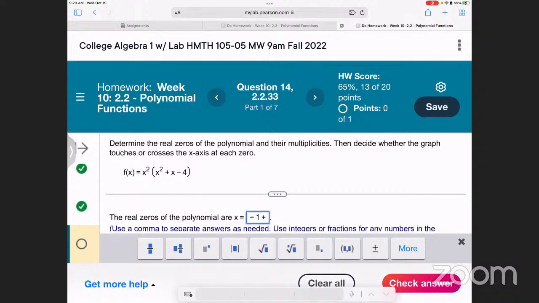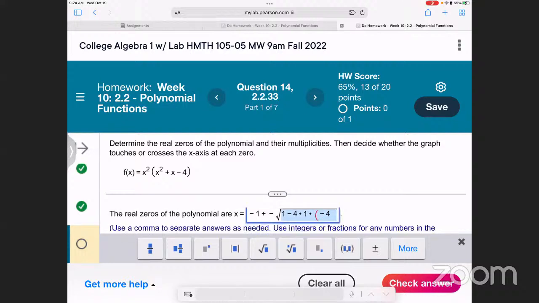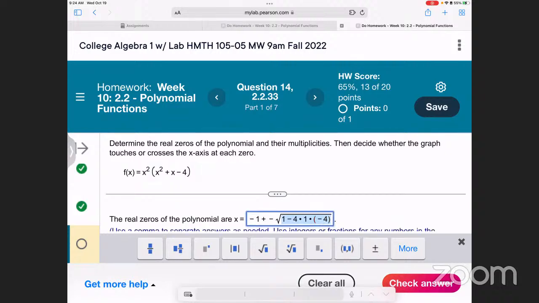I'm going to just abbreviate it like this. Plus or minus. -b plus or minus the square root. B squared is going to be 1 minus 4 times a times c, which is -4. And I'm just doing this so we can see it. I probably should be writing this out. Okay, I want parentheses. There we go. So b squared minus 4 times a times c.